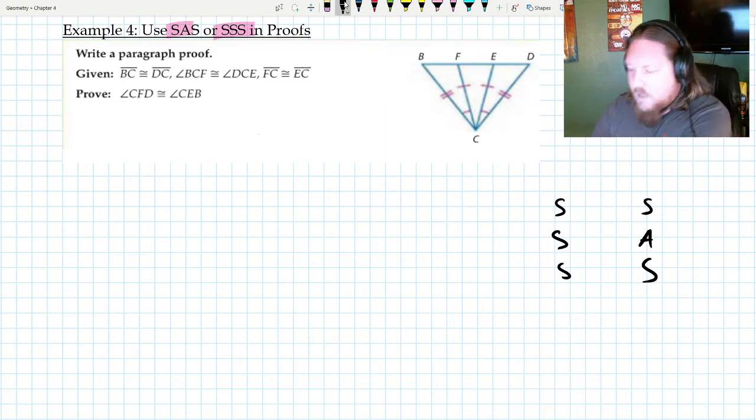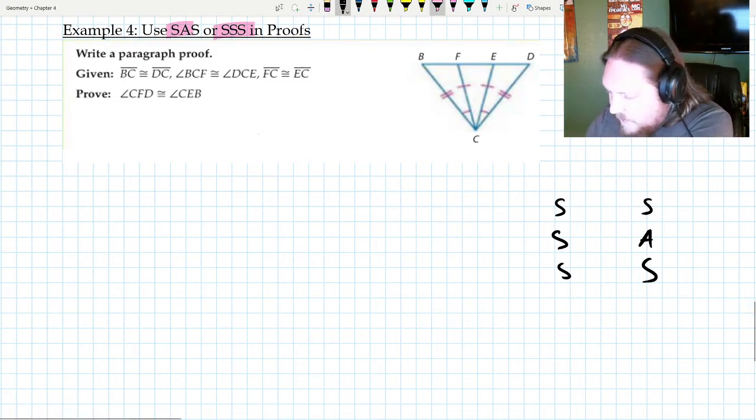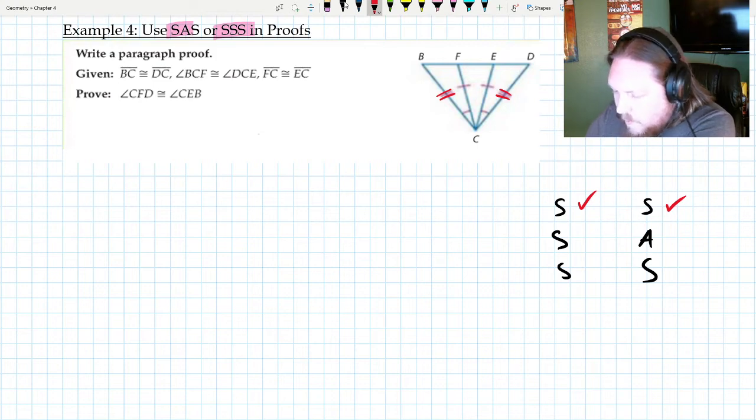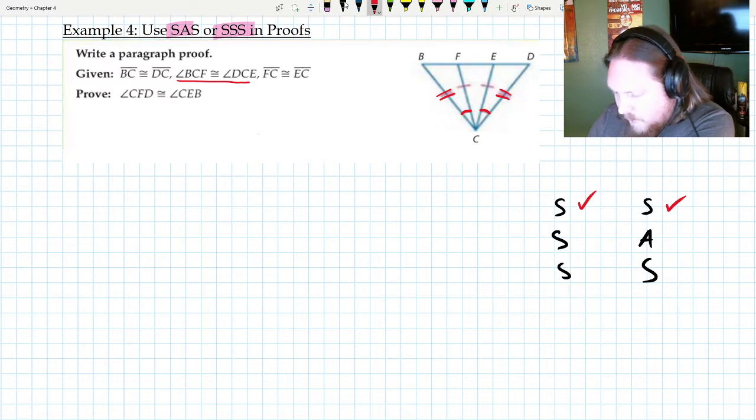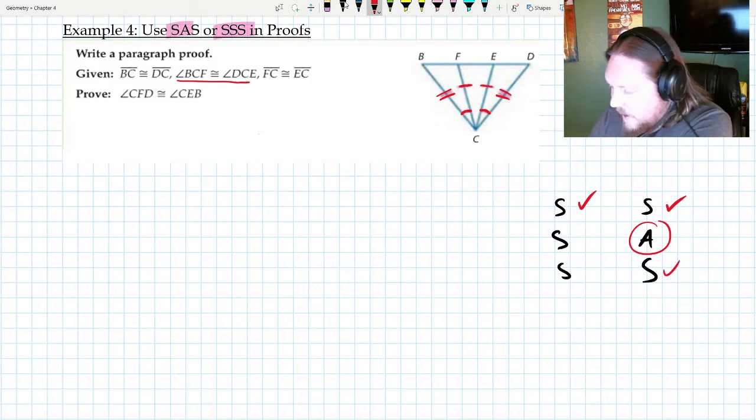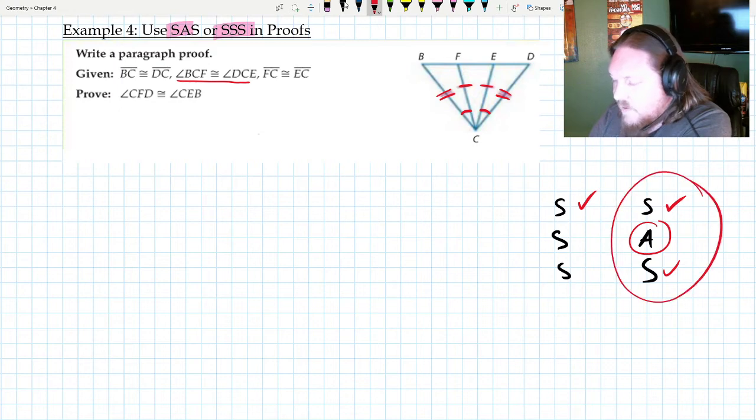I'm given BC is congruent to DC. So BC congruent to DC. That gives me a side, and that works for both of them. Ooh, here it gives me an angle. BCF is congruent to DCE. So far it's looking like I've got some angle information. And the last piece here is FC is congruent to EC. Oh, look at that, I got another pair of sides there. So I should have enough to do side angle side.